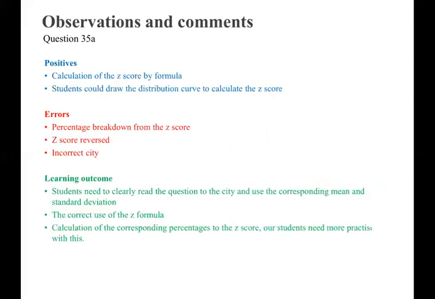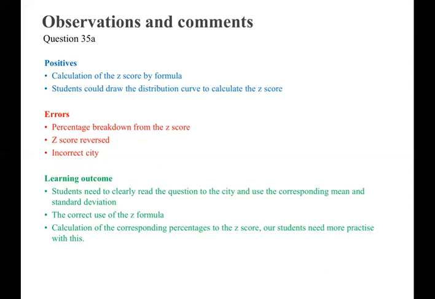Okay. Now, question 35, you had two cities, A and B, that were normal distributions with a mean and standard deviation. In part A, Yin was in city A with an IQ of 128, and you had to work out the percentage higher than Yin's. So our positive was our kids really did use the formula sheet and use the Z-score. They could work out the Z-score, which is fantastic. We saw a lot of kids draw the distribution curve, which was good because it was a perfect number. So that was clear that they could work it out.